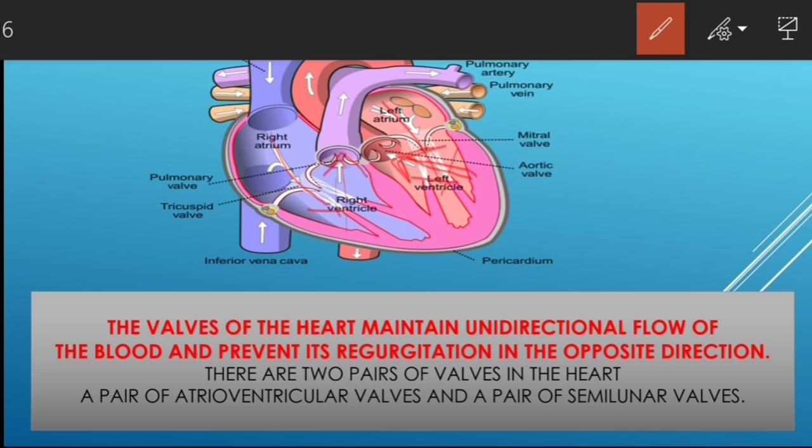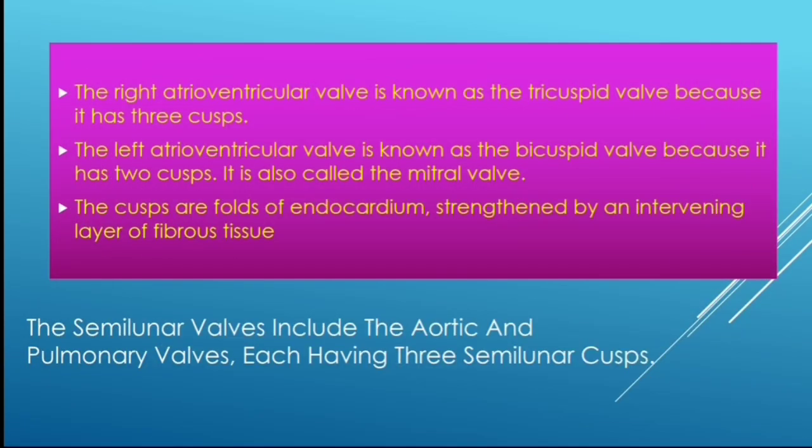So there are two pairs of valves. One pair present between the atrium and ventricle is known as the AV valve, and one pair situated in the pulmonary and aortic openings is known as the semilunar valve. The right atrioventricular valve is known as the tricuspid valve because it has three cusps, and the left atrioventricular valve is known as the bicuspid valve because it has two cusps. It is also called the mitral valve. The cusps are folds of endocardium strengthened by an intervening layer of fibrous tissue. Semilunar valves include the aortic valve and pulmonary valve.